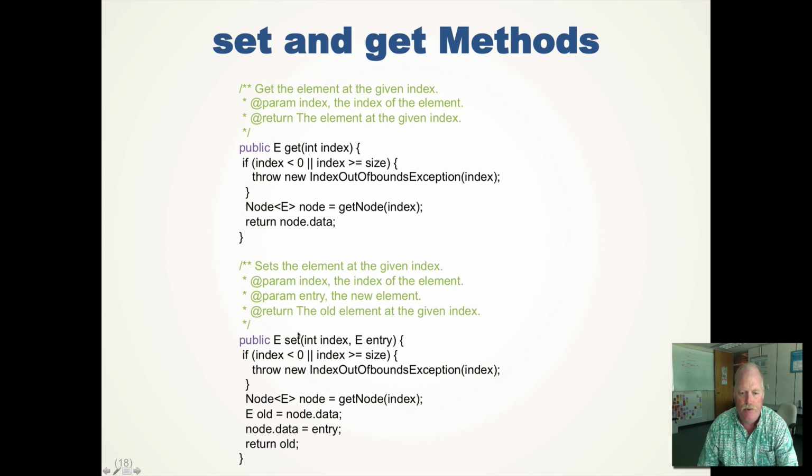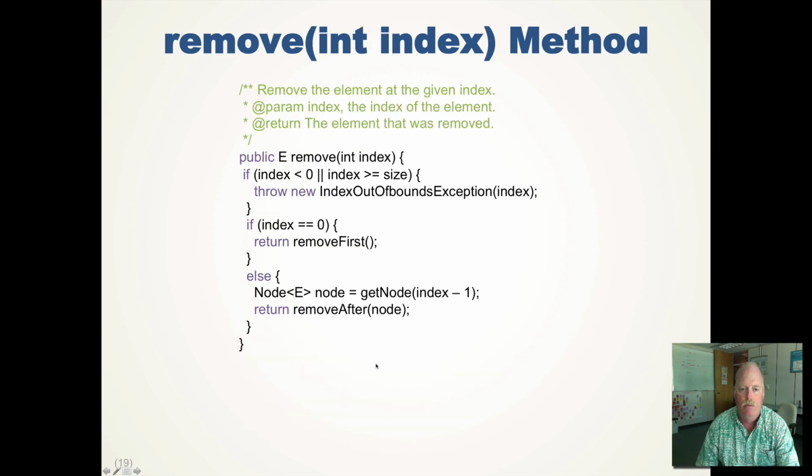The set method, very similar. Check the index, traverse to the node, remember the old value at the node, set the node to the new value, and then return the old value. Remove, we simply check the bounds again. If it's 0, we remove first, else we go one before, and we do removeAfter. Very similar to the add method.